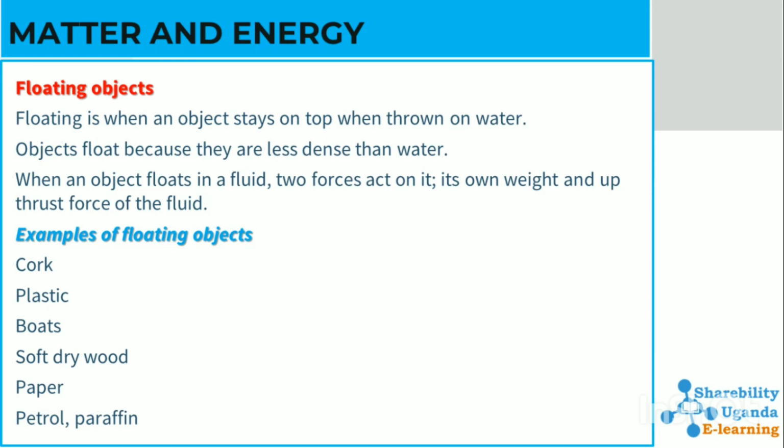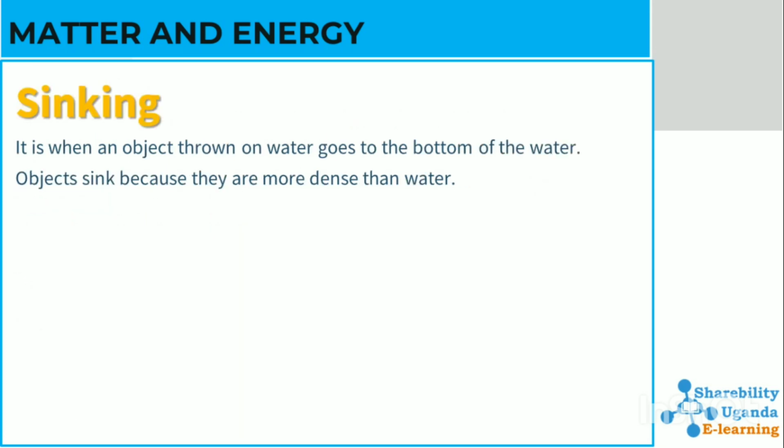When an object floats on a liquid, two forces act on it: its own weight and then what we call the upthrust force of the liquid, or that liquid that pushes it upwards to prevent it from sinking. Examples of objects that float include cork, plastic, boats, soft dry wood, paper, petrol, paraffin, etc.